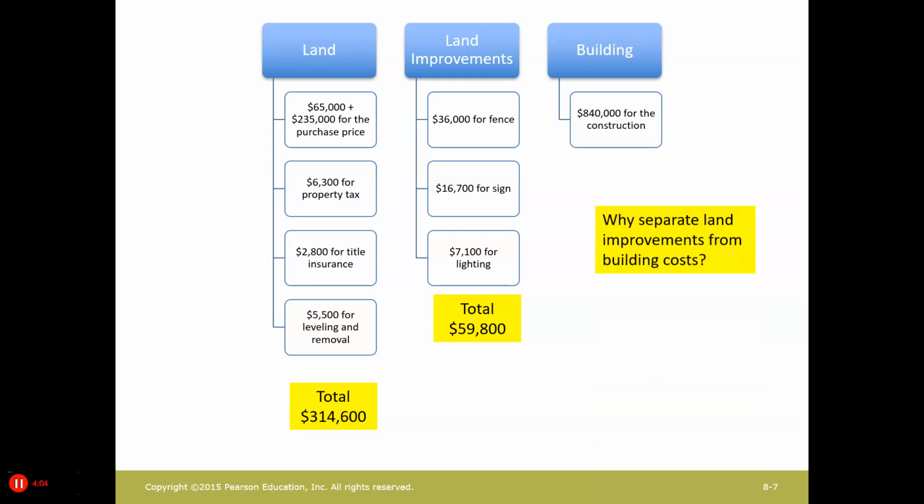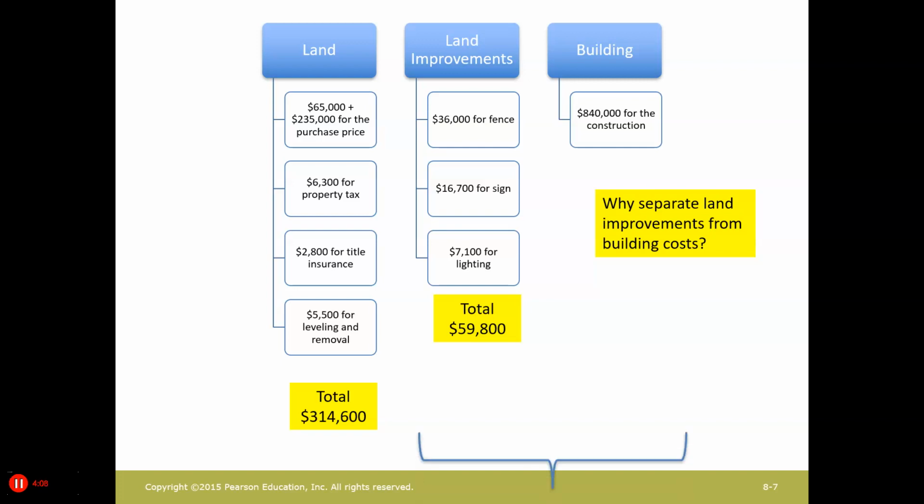Now, why do we separate land improvements from building costs? Because they're going to depreciate differently. The building is going to be over 20, 30 years, but land improvements probably won't. They have different lives. So that's what we do. Remember, whenever you are going to capitalize something, you need to include all the costs that you need to spend to get it ready for its intended purpose.